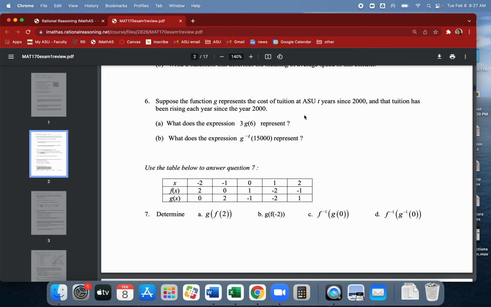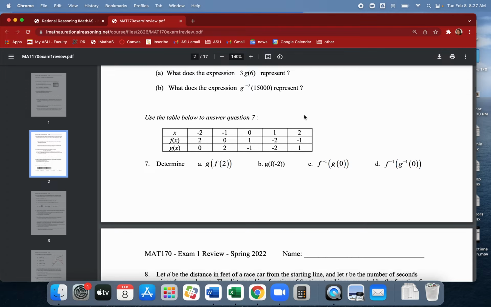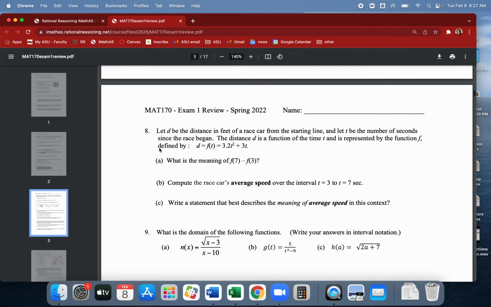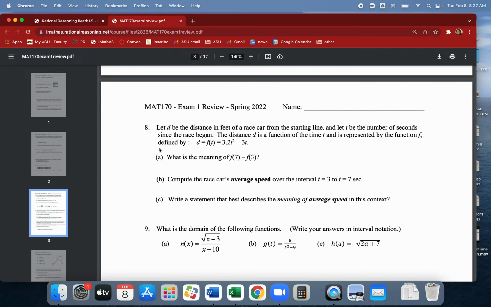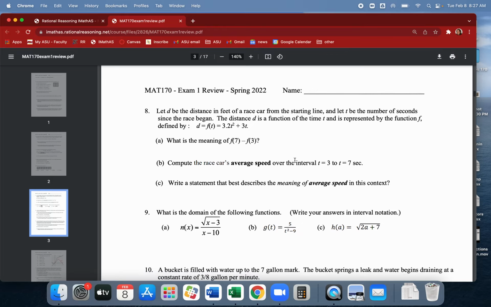Let's see, using charts. Here's some more examples of using the problem we just did: compositions of functions, including some inverses, using charts, using graphs of functions to make sure you know how the input and output work, interpreting function notation, what's the meaning of f of 7 minus f of 3, that sort of thing.